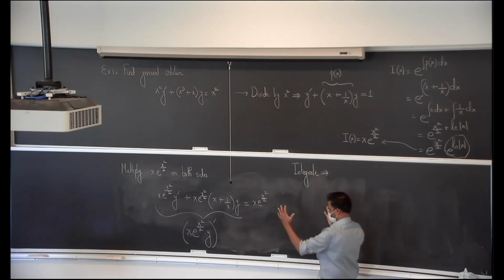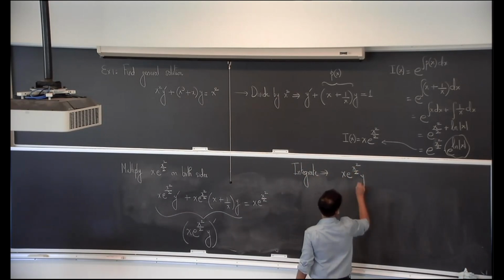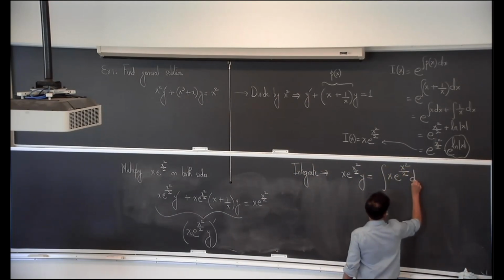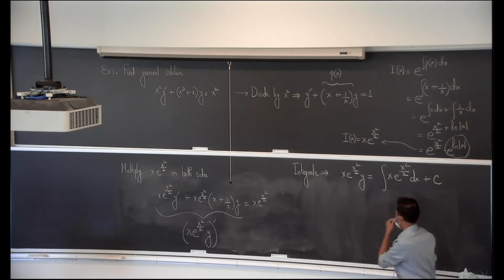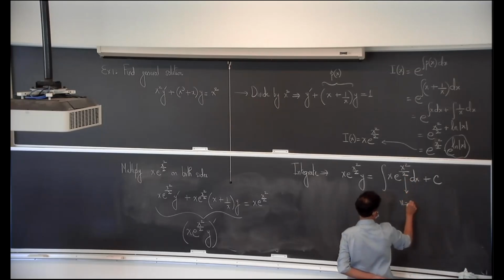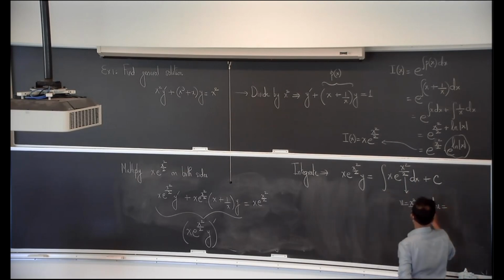And the left-hand side just becomes x e to the power of x square over 2 times y, equal to the integral of x e to the x square over 2 dx. And immediately I put a plus c so that I won't forget it later. We know how to do this. We did a similar one yesterday. u equal to x square over 2, du is 2x over 2, that is x dx.